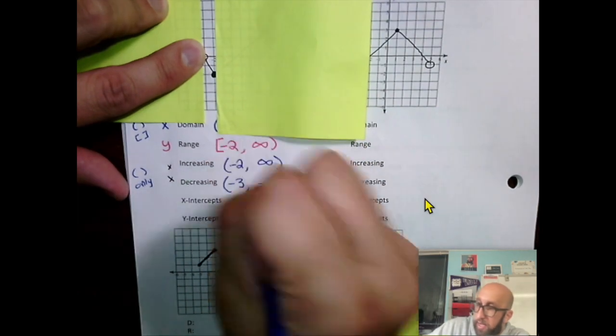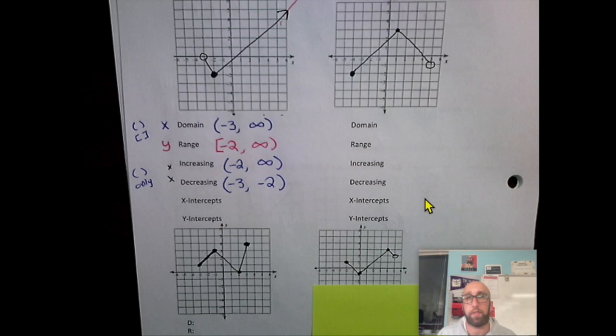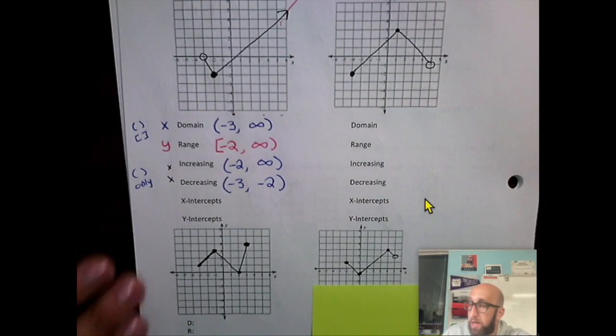After that, slap some parentheses around it, nothing to it. Final thing we need to do is identify any x and y intercepts. This one's a little bit rough because it's in between some points. Not the greatest example in the world, but hopefully some future examples will help you out here.